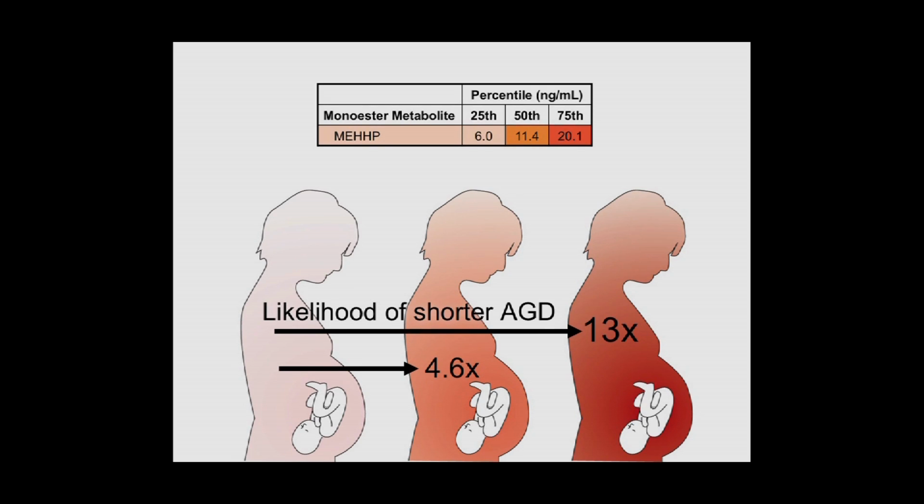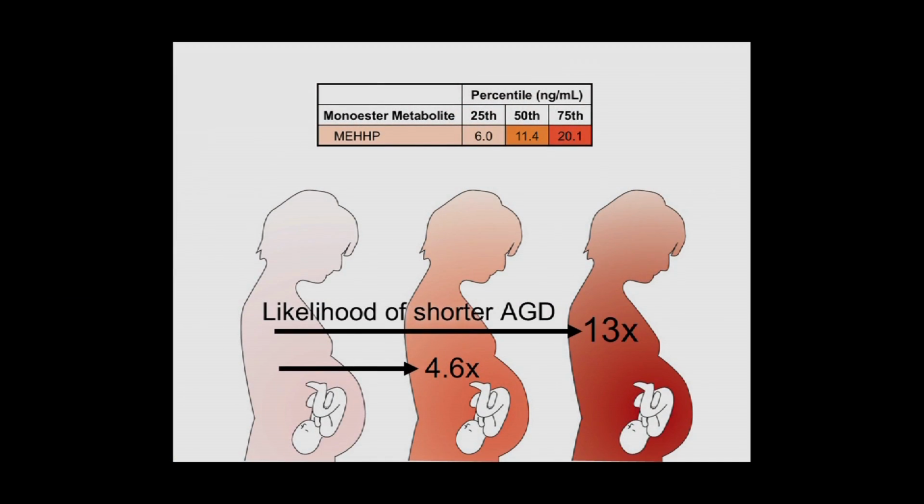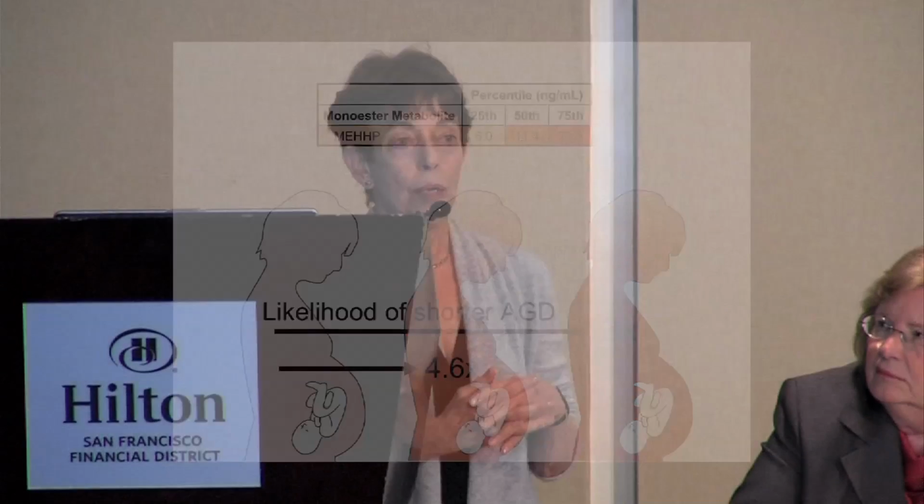Then we categorized the children into short and not short AGD. And by the way, this was just based on those kids. We had 100 and something boys. We don't really know what short means. We hope to know that when we look at our 10,000 international measurements. But what we found in this data was that if the mother had a high exposure to MEHHP, and not very high, the top 25% of what's in everybody's body, compared to the low MEHHP, her boy had a 13 times greater chance of having a short AGD. And so what short means is controlling for body size and age.